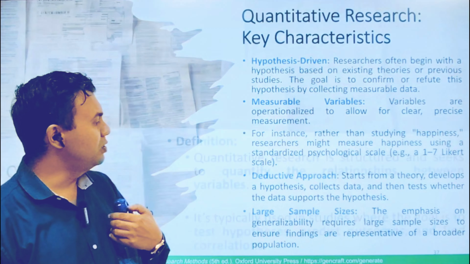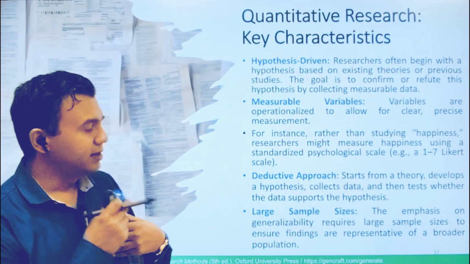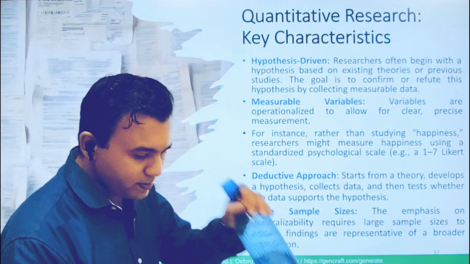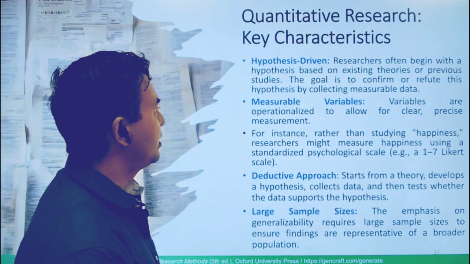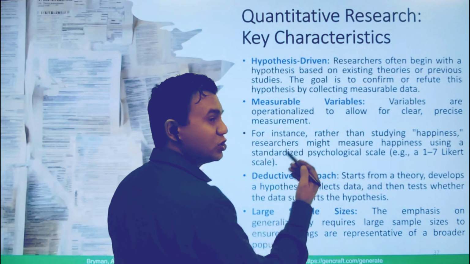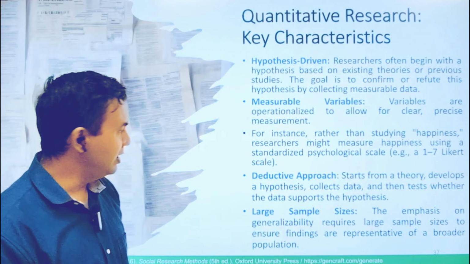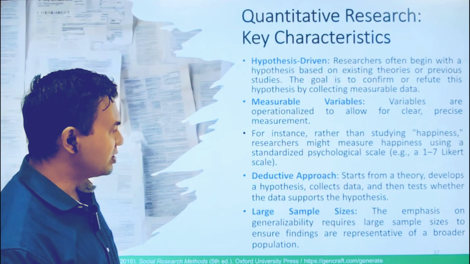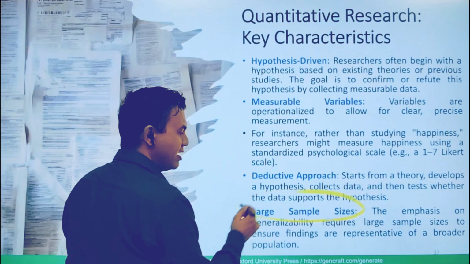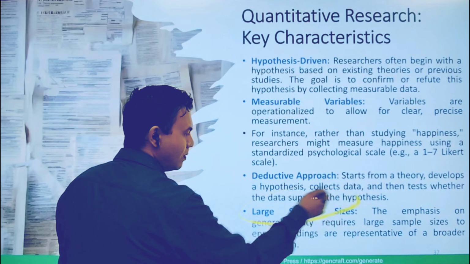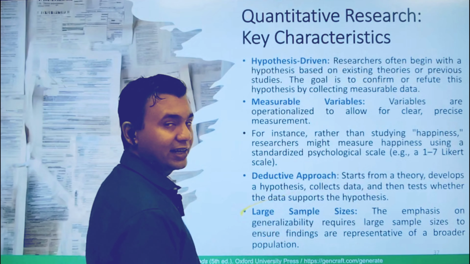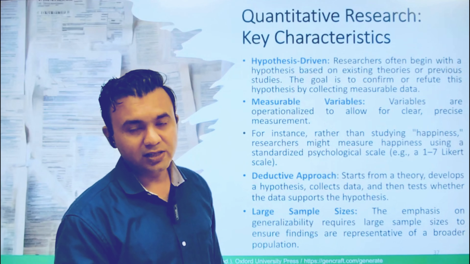So the goal is to quantify everything. It should be hypothesis driven, the variables should be measurable, and we should be able to measure them, and it should have a deductive approach. And the major problem, or advantage you can say, is that it deals with a larger sample size. The problem with a larger sample size is collecting the larger samples or larger data set.